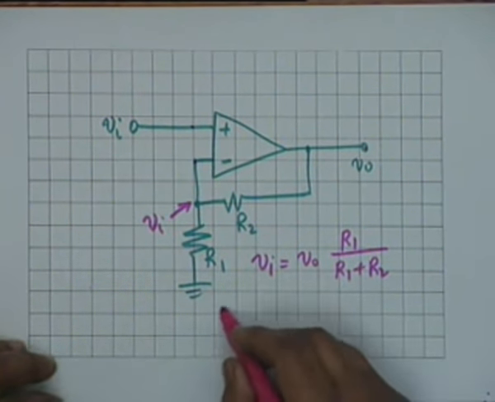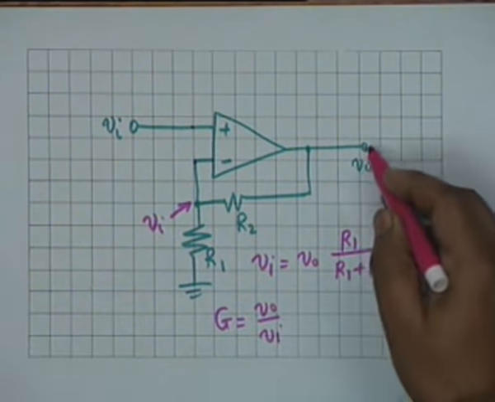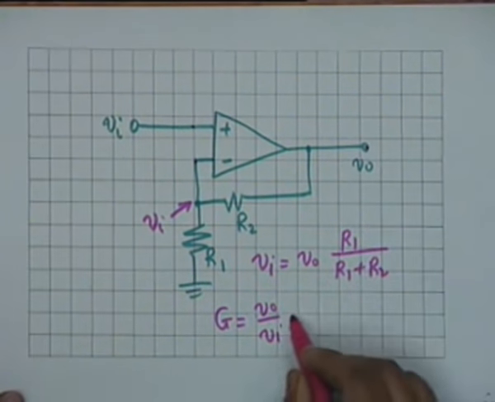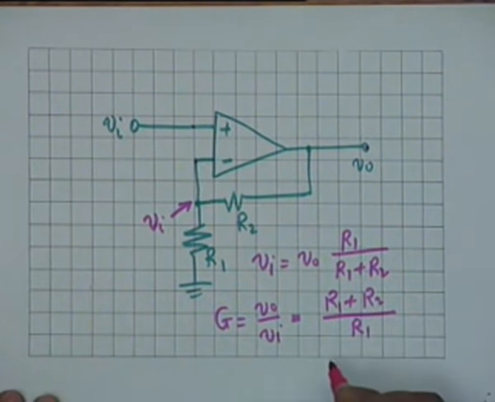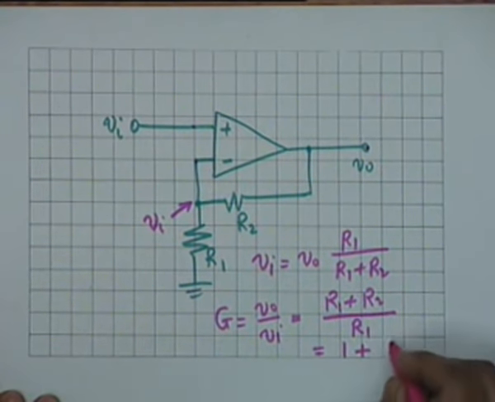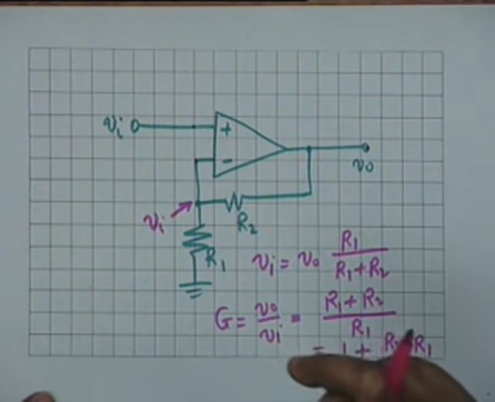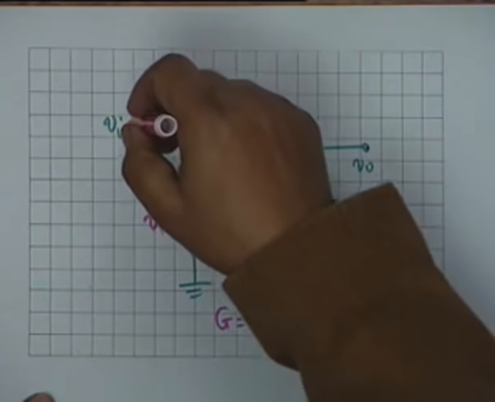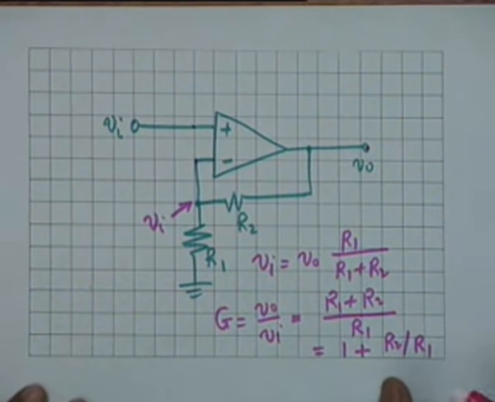And therefore the gain G, which is equal to V0 divided by Vi, is simply equal to (R1 plus R2) divided by R1, which is equal to 1 plus R2 by R1. The gain is greater than 1. Notice that the sign of the gain is positive, as expected, because the input is applied to the non-inverting terminal, and therefore it does not invert.